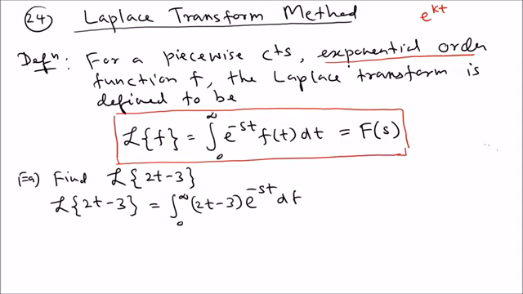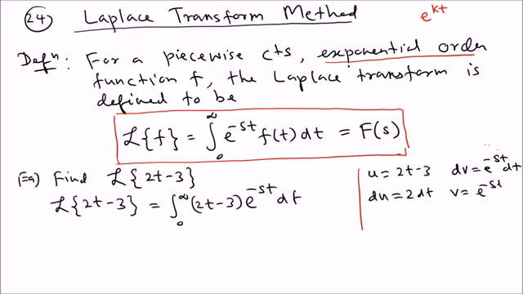I'm going to use the regular technique. You can use the DI method, no problem. If you use the regular technique, u has to be 2t minus 3, and dv is e to the negative st dt. We take the derivative of u, so du equals 2 dt. We take the integral of dv, where the parameter s acts as a constant, so v is e to the minus st divided by minus s, because you divide by the constant term. That's how you integrate an exponential function. Okay, so we have that.